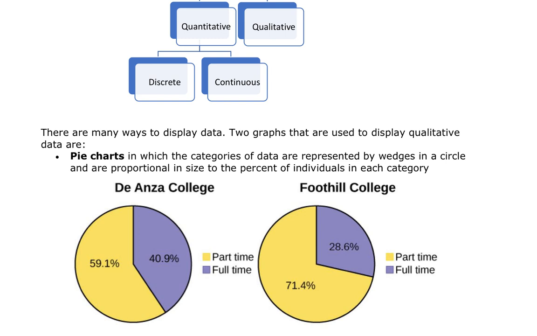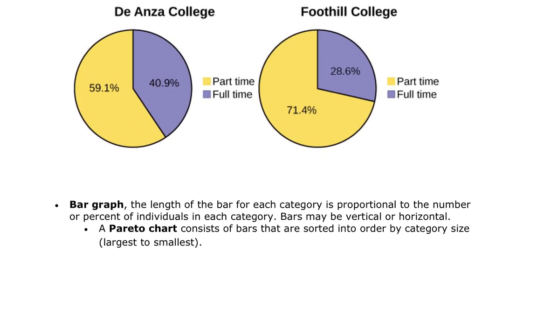So as we look at this Foothills College, 28.6% of those who were polled are full-time and 71.4% are part-time. So you can see the proportion who satisfied one category versus the entire sample that we're looking at, or maybe population.